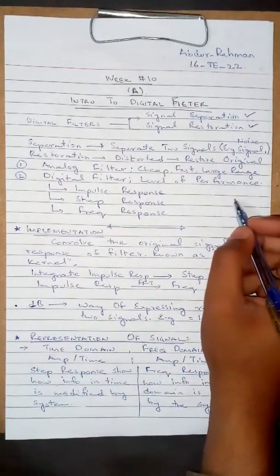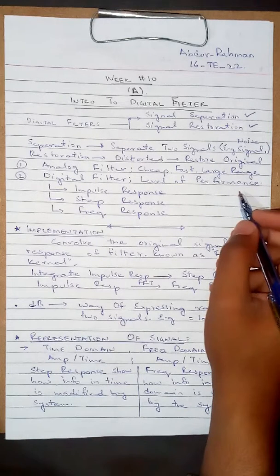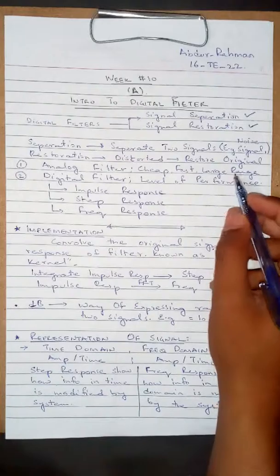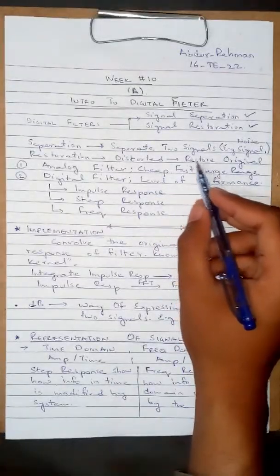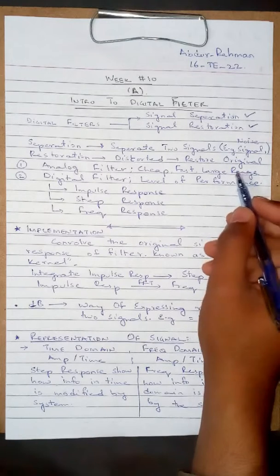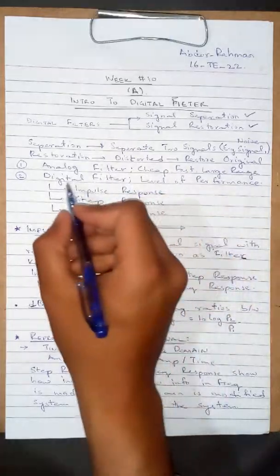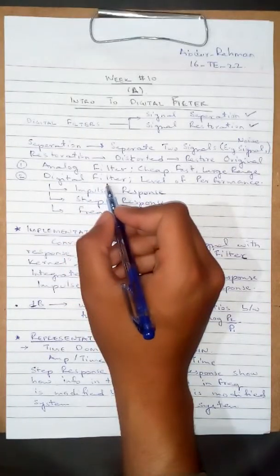So in that case we have a distorted signal that is attenuated and its power is lost, and the shape of the signal is deformed or distorted, so we use filters to restore our original signal. So moving on, there are two main categories in which filters are divided. The first one is analog filter and the second is digital filter.